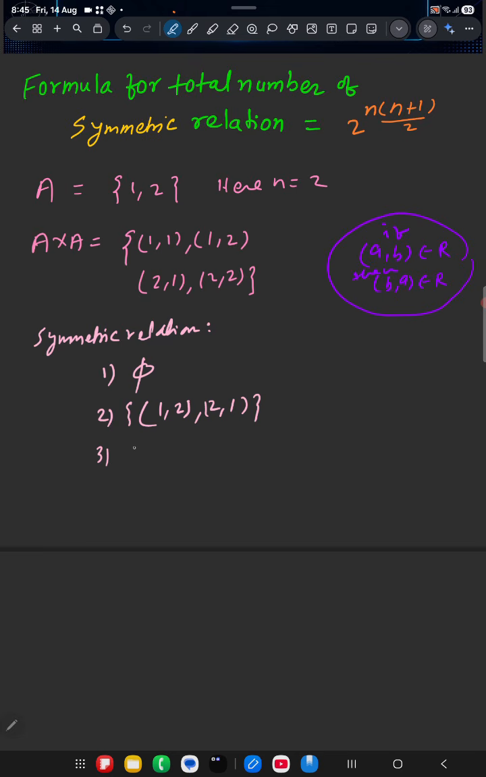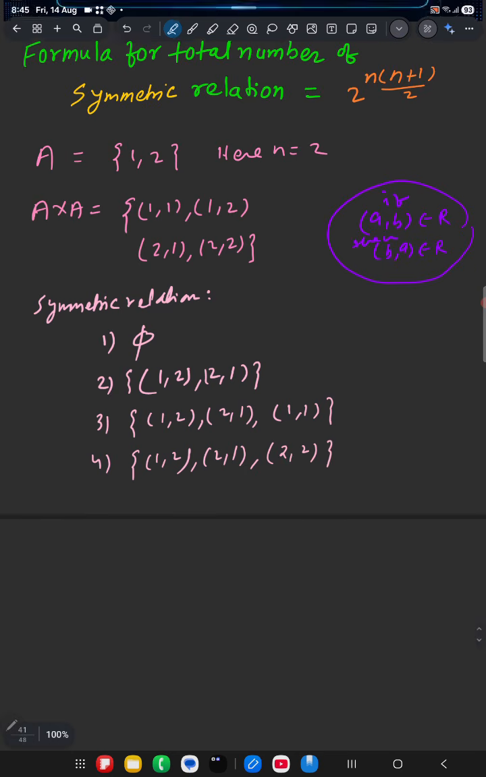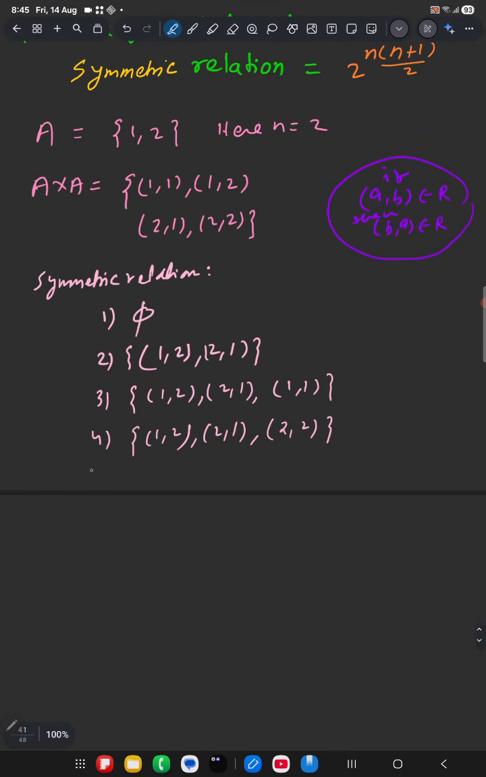Then third can be your 1 2 will be there, 2 1 will be there, and you can have 1 1. Fourth relation will be 1 2 will be there, 2 1 will be there, you can have 2 2 as well, no problem. Extra members will make no problem to you. Fifth one is your 1 2 will be there, 2 1 will be there, and 1 1 and 2 2 both will be there. There is no problem at all.